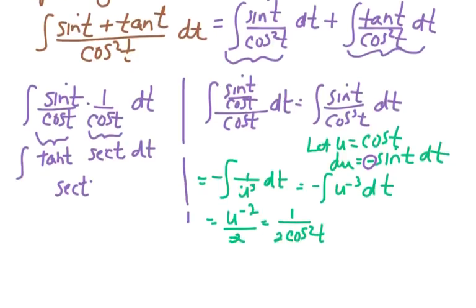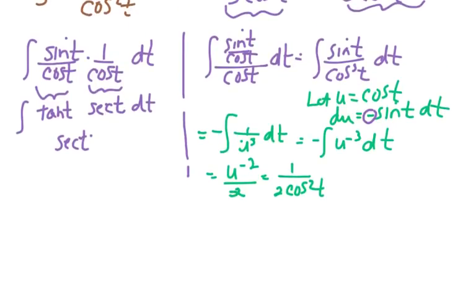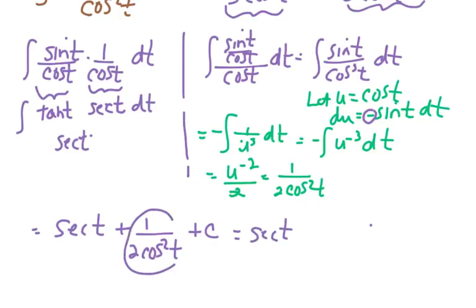So let's put both of those pieces back together. And this integral is equal to secant t plus 1 over 2 cosine squared t plus a constant. And really just by convention, it's nice if you can get everything in terms of one trig function. In this case, it's very easy to do that because we can substitute secant in. So this is 1/2 secant squared t plus a constant.